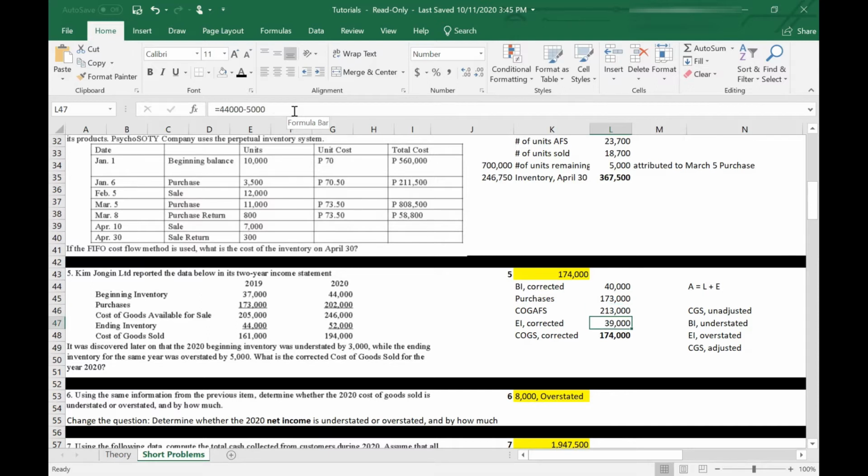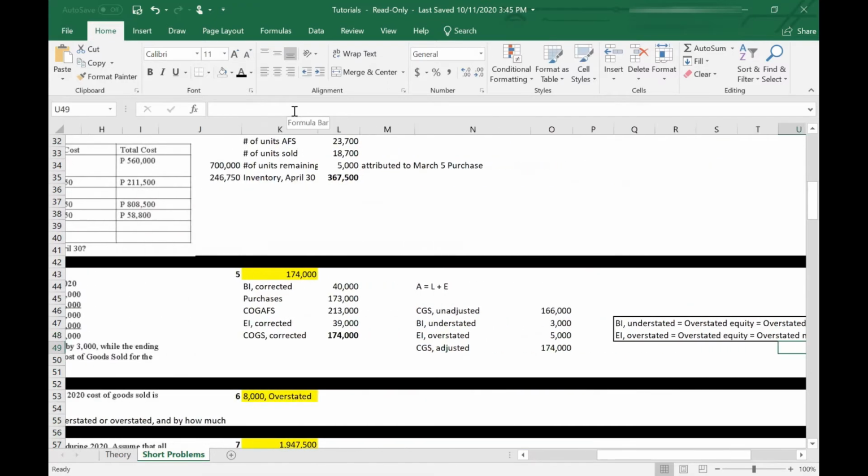Now, for ending inventory, the record says that your ending inventory amounted to 44,000. But then upon audit, it was discovered that it was overstated by 5,000. So we deduct 5,000 from your ending inventory per records. Therefore, the adjusted ending inventory or the corrected ending inventory is 39,000. By virtue of the formula I presented to you, the cost of goods available for sale minus ending inventory would represent your cost of goods sold. So therefore, the corrected cost of goods sold is 174,000, and that is our answer.